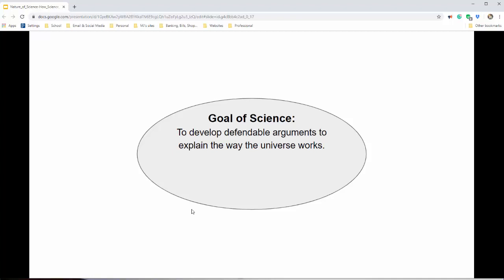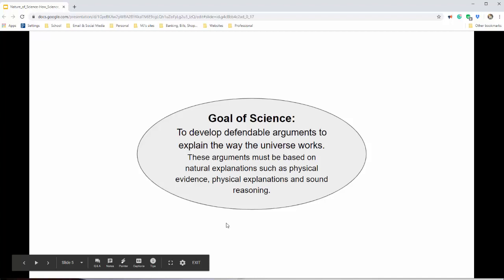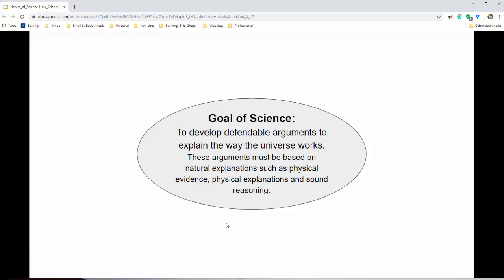But we're writing these defendable arguments. When we say defendable, that means they're based on observation. You can observe or you can measure, you know, it might be this measurement leads to this measurement, leads to this calculation, leads to this conclusion, but eventually we get there. So these arguments have to be made based on natural explanations, physical evidence, physical explanations, and sound reasoning.